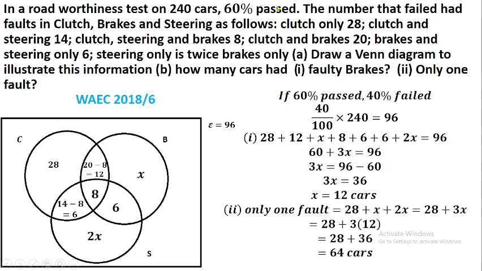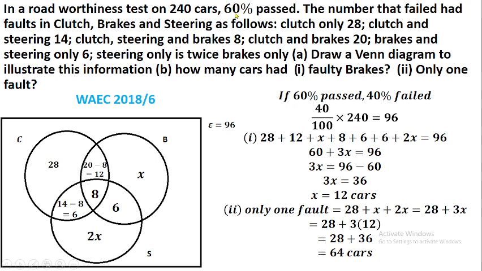That means they are not talking about the cars that passed, they are talking about cars that failed. They focus on the failure, not the pass. So if 60% passed, then how many percent failed? That will be 40% failed, because 60 out of 100 leaves 40. So 40% failed. Then 40% of 240 cars will give us how many cars failed.